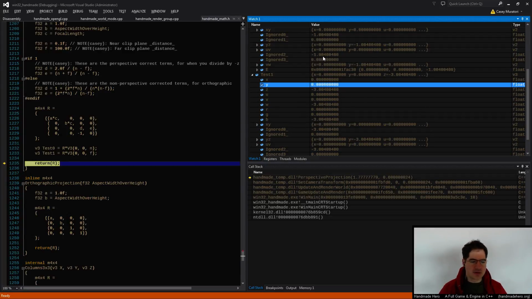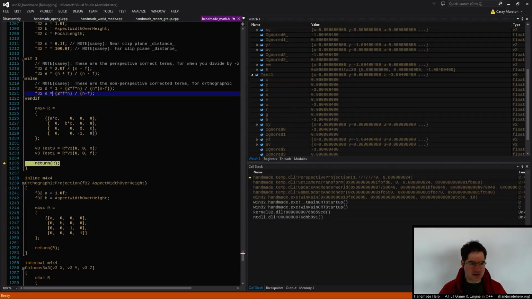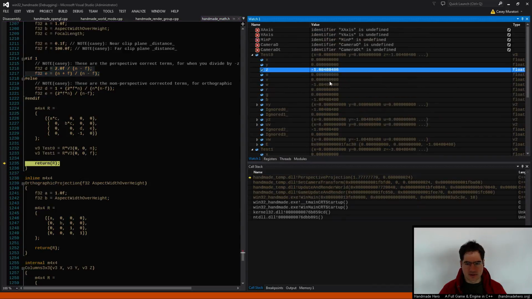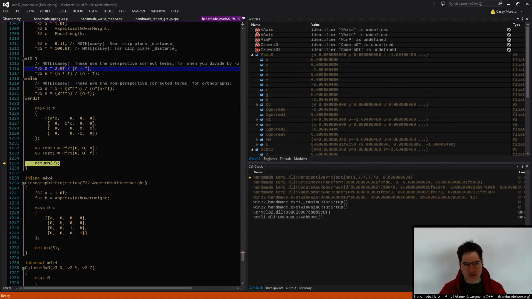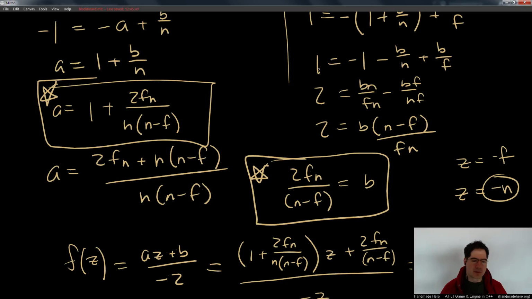So it's possible that we got a correct equation for our Z for the far clip plane, but it doesn't look like we got the correct equation here for the near clip plane, because something about the way that we did it, we missed a sign somewhere, as I often do when I'm working through math.